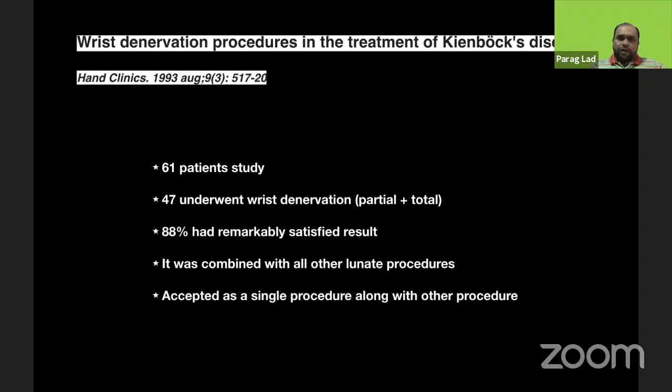Now the procedure that I added in my technique, apart from a 4-5 vascular bone graft with the radial shortening, is wrist denervation. Again, as per this article, in a 61 patient study, 47 patients had undergone wrist denervation, partial and total. I usually do not do any total wrist denervation. Only the posterior interosseous nerve, which is just near our working area, so we find it very easily, and I usually cut that nerve, and that definitely gives good pain relief.